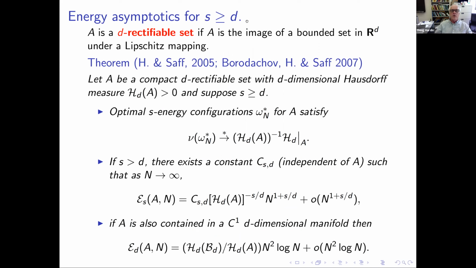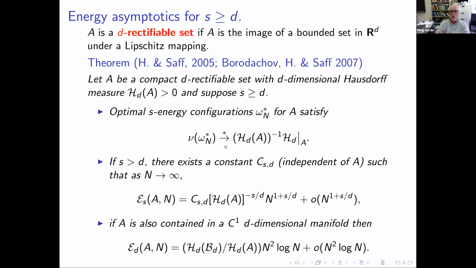When S is bigger than or equal to D, this has been the main area that Ed and I have worked in with a number of people, including Sergei Borodachov and Alex Vlasiuk. There's a big group. Okay, so in this case, when A is a compact D-rectifiable set with positive D-dimensional Hausdorff measure, and S is bigger than or equal to D, then there are two things.